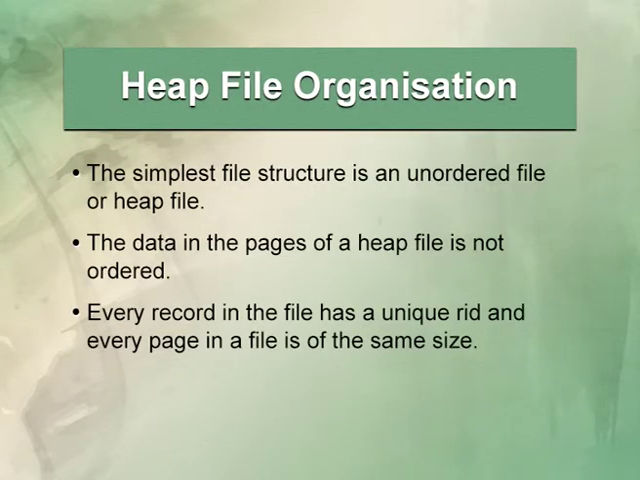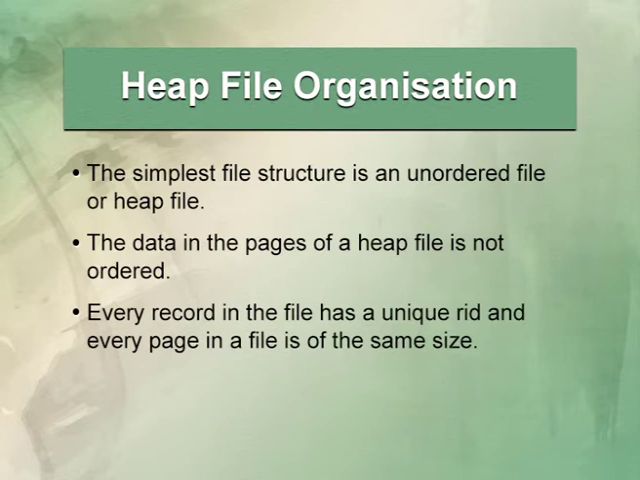Let us start with heap file organization. This heap file organization is the simplest file structure. In an unordered file or heap file, as and when the file comes, it is being heaped. There will not be any ordered kind of storage. As and when the file comes, it is being stored. So, the data in the pages of a heap file is not ordered properly. In the earlier two techniques, we had seen that it follows ascending order or some sort of sorted order, in the sequential as well as in the indexed sequential file organization. Here it will not follow any kind of order.